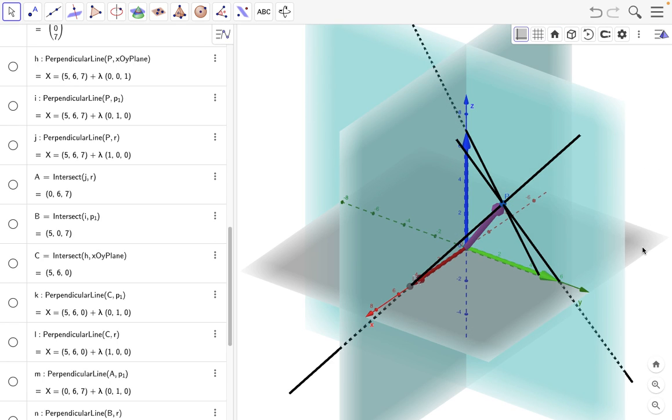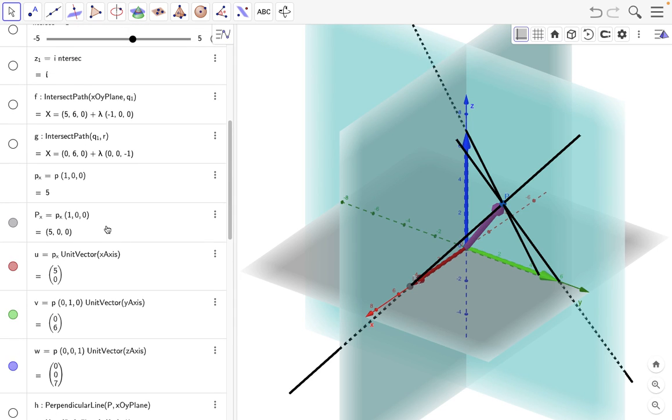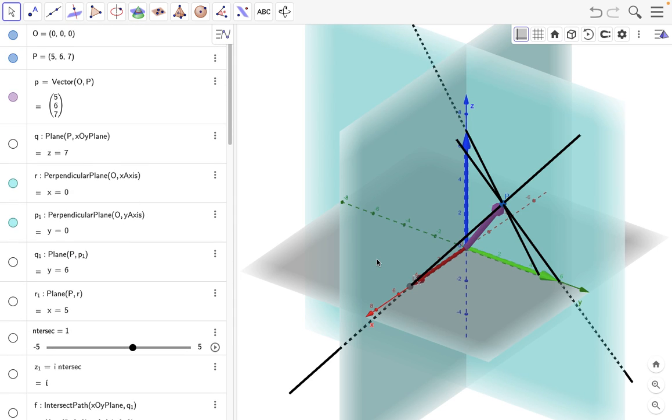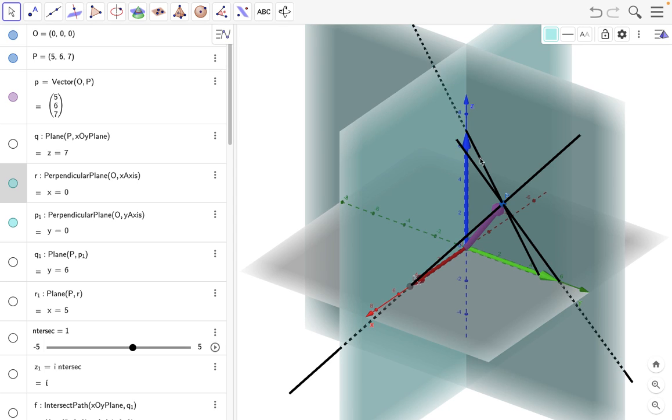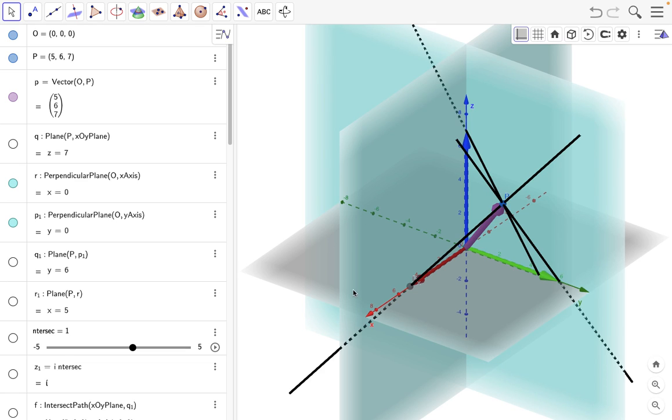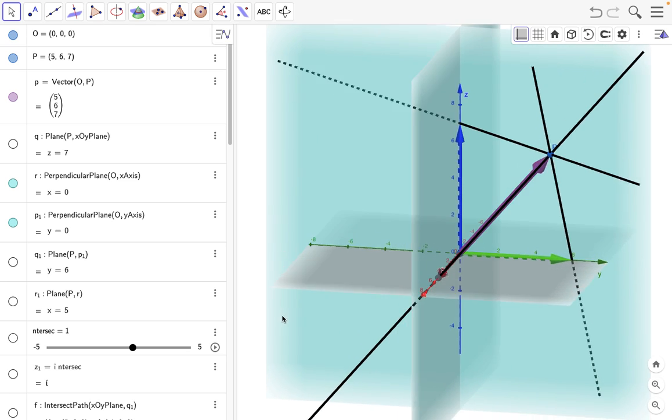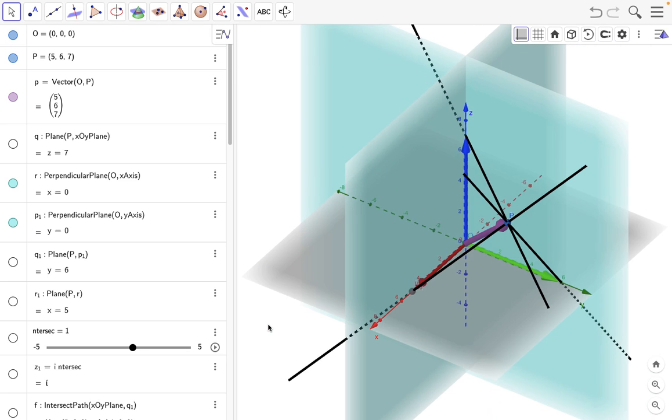on this plane, the gray color plane, this is the plane which is called the z plane. So these are the three planes.